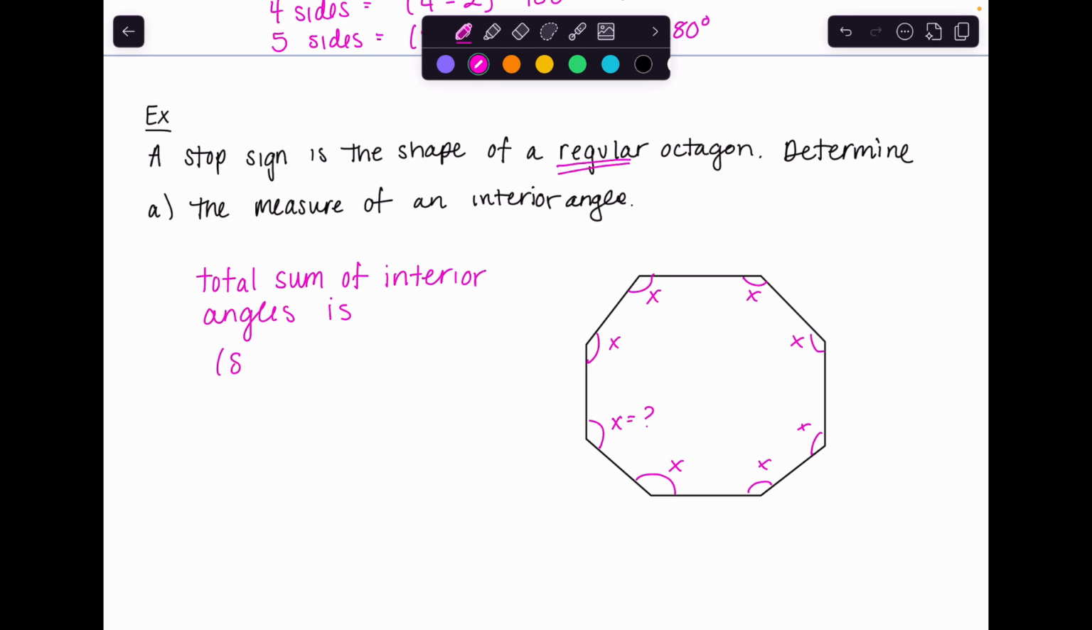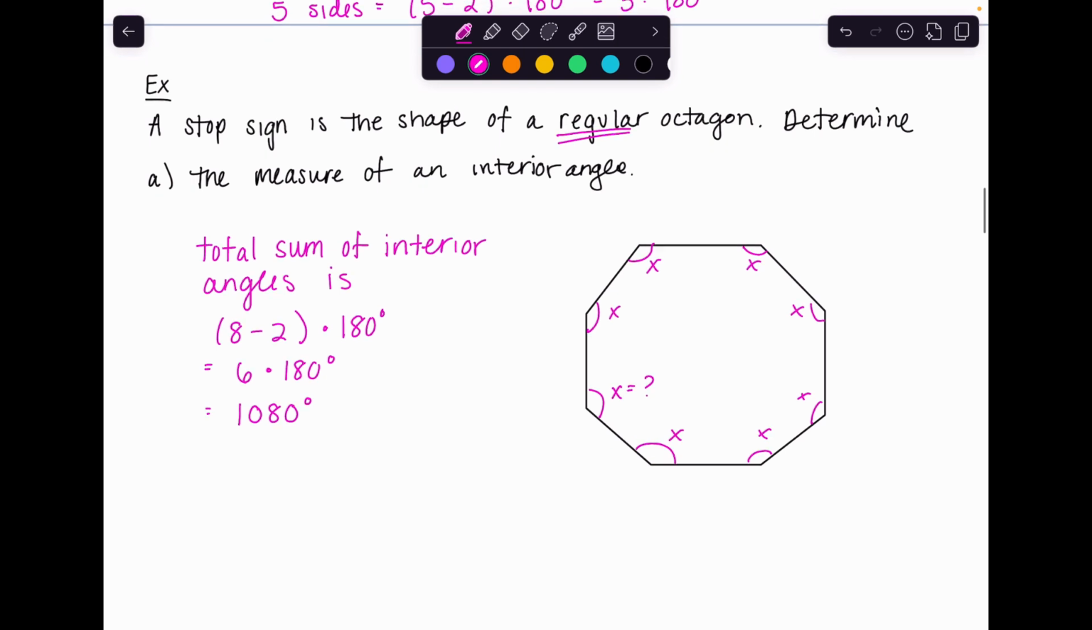is, I've got an octagon, so that's 8 sides minus 2 times 180 degrees. So that's really 6 times 180. And if you go ahead and plug that in your calculator, it ends up being 1,080. So since it's regular, all 8 sides are exactly the same. So the value of x is I take that total and I divide it by however many angles there are. So every single one of these angles is going to be 135 degrees.